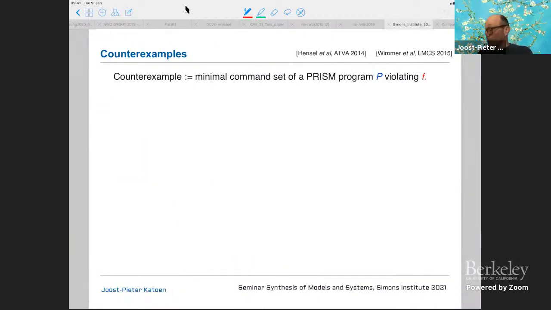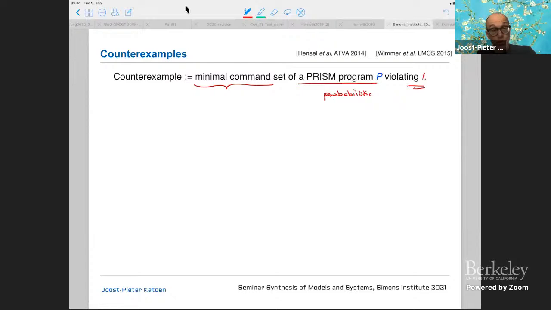Good. A short word about counterexamples. What is a counterexample in the context of probabilistic models? Well, that's a little bit harder than for non-probabilistic models. So if we write, for instance, a program, and this is a probabilistic program, then what is a counterexample of such a probabilistic program that refutes a certain specification? Well, that actually is a subprogram. And preferably, you would like to have this subprogram as small as possible. So we're interested in finding a minimal command set of this program.